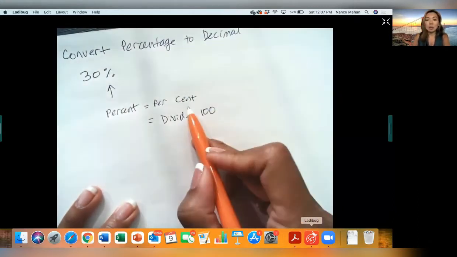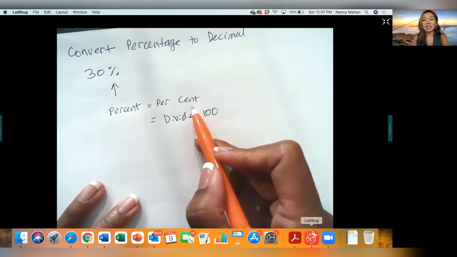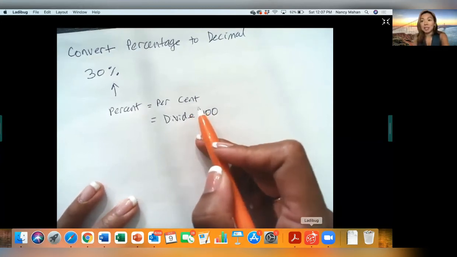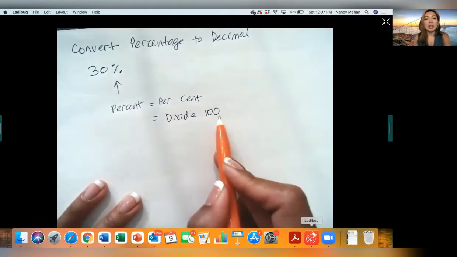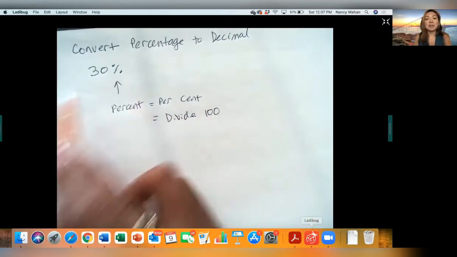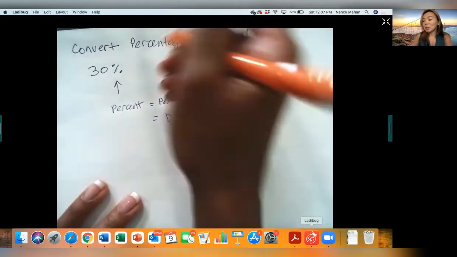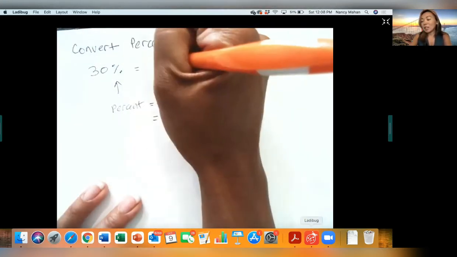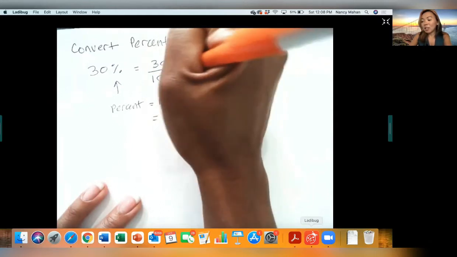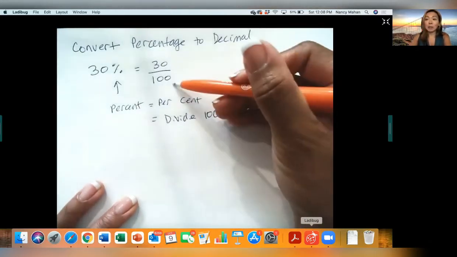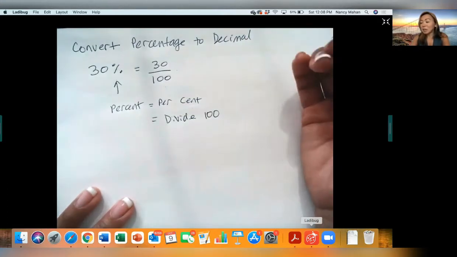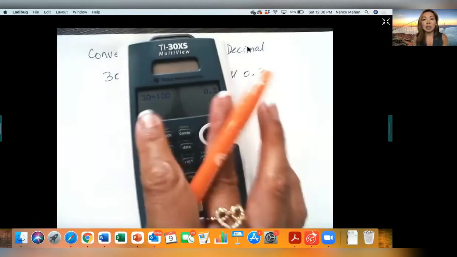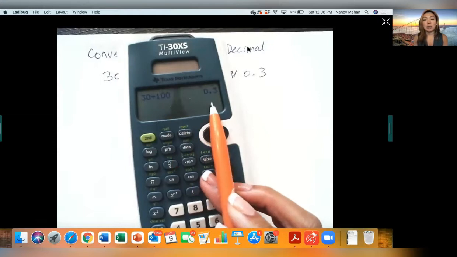So if you think of the word century, there's 100 years. Centipede, there's 100 feet. So here, percent means divide by 100. So whenever you see 30%, think divide by 100. So if you want to change this to a decimal, you could write it as 30 divided by 100. And I'm sorry, that's actually changing it to a fraction. But 30 divided by 100, if you put this into your calculator, is 0.3.